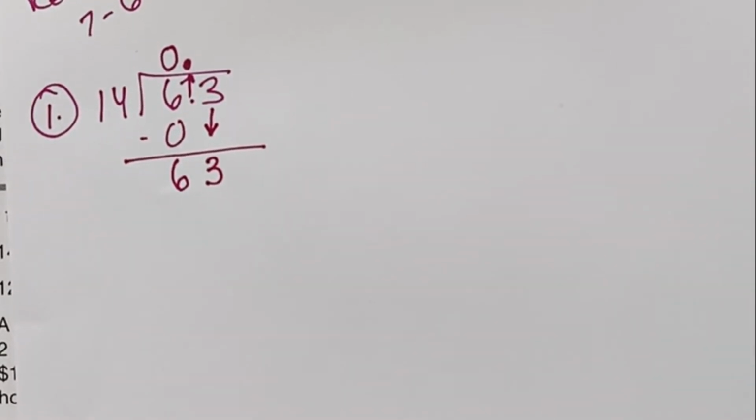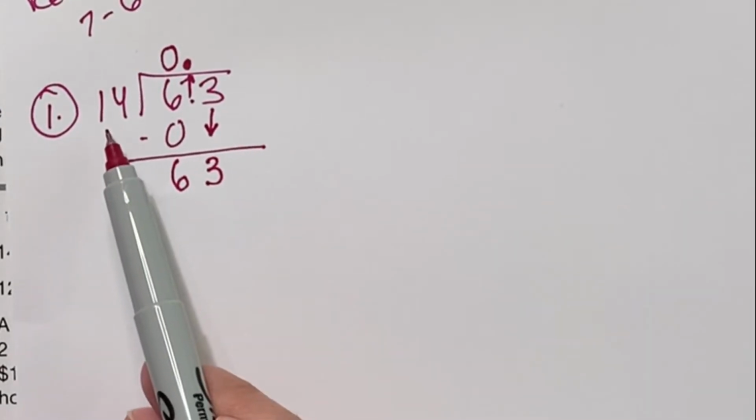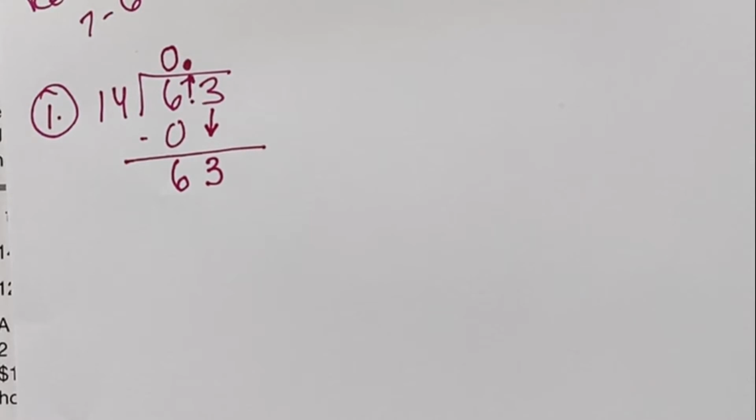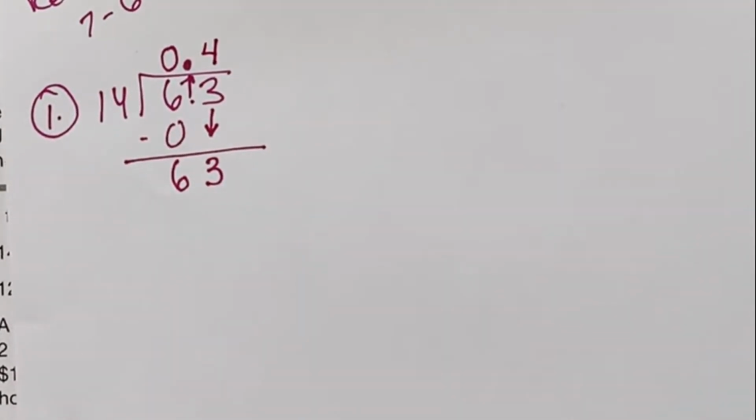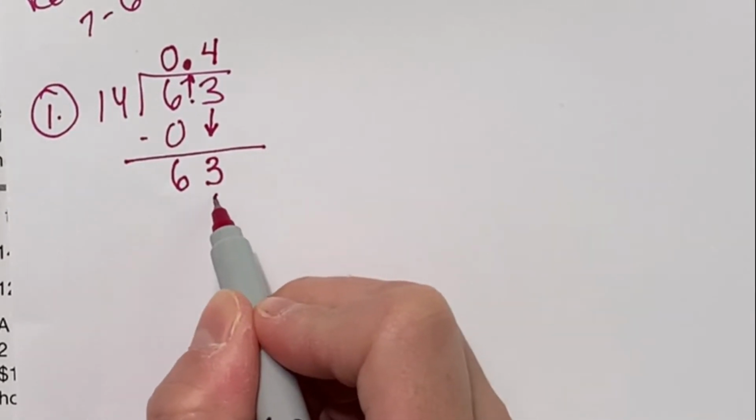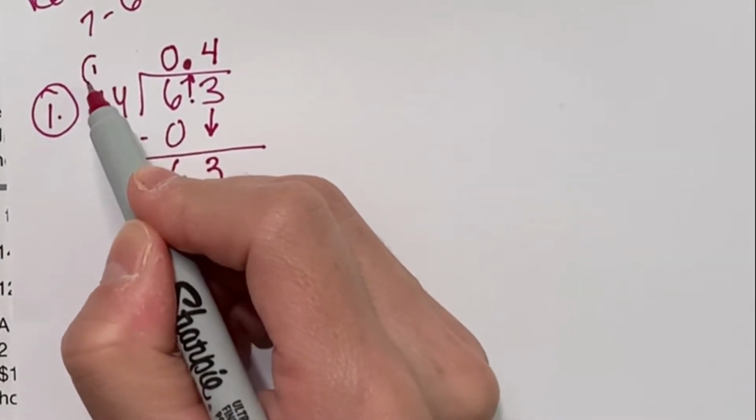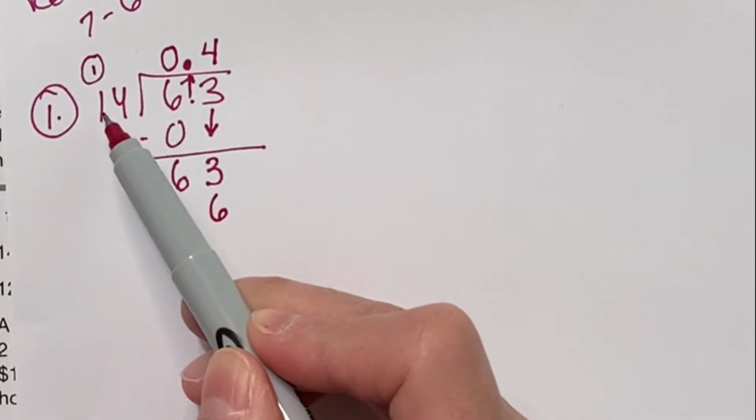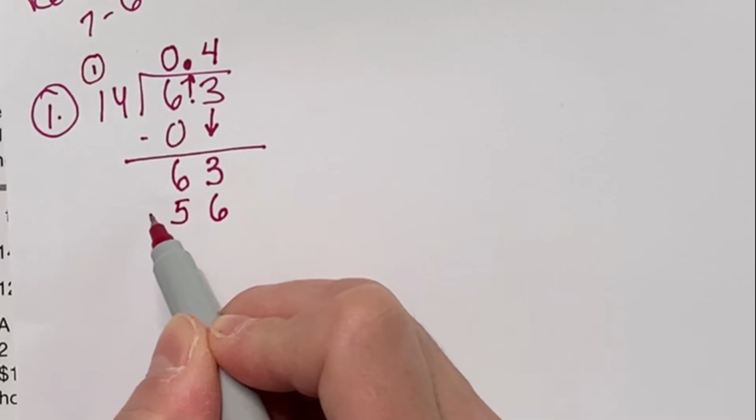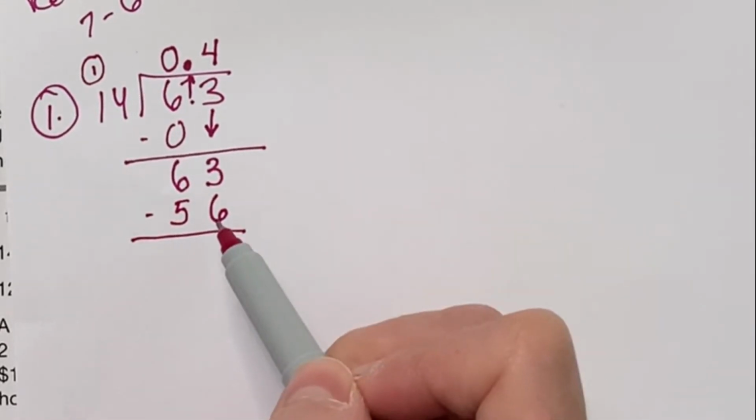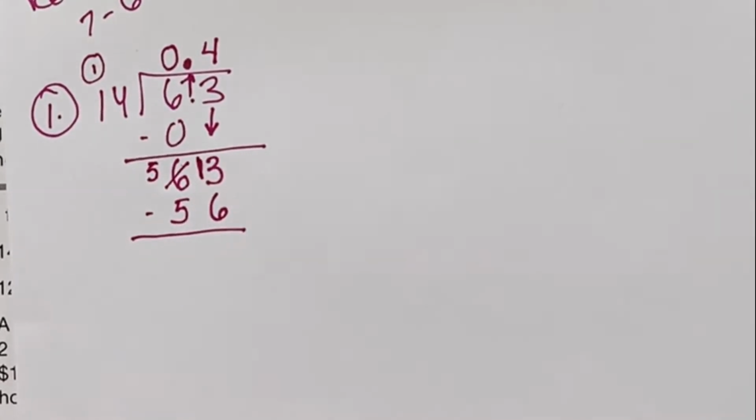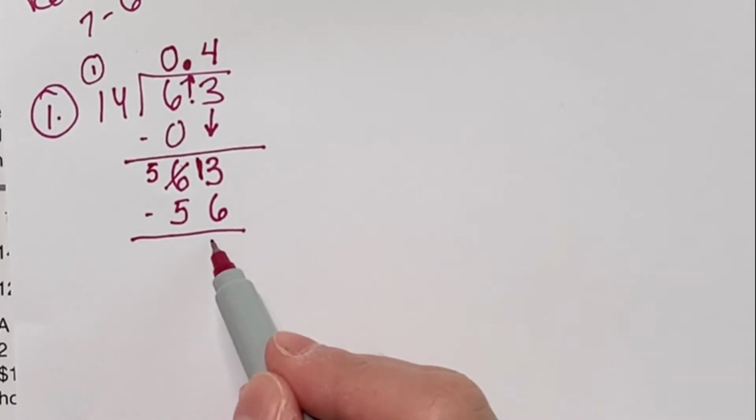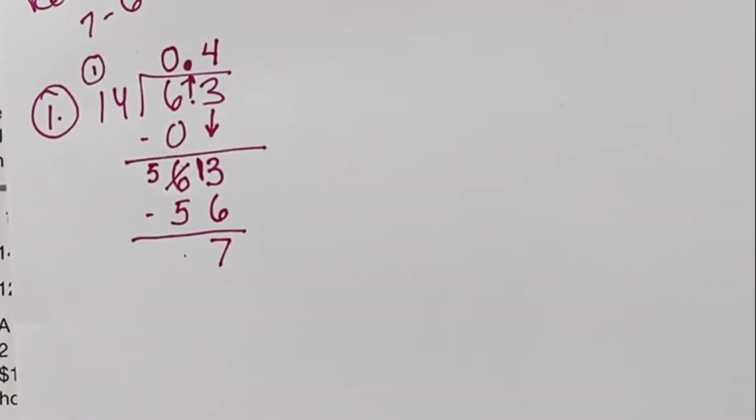Now our new problem is asking, how many times can 14 go into 63? Okay? 14 can go into 63 4 times without going over. 4 times 4 is 16. Carry the 1. 4 times 1 is 4, plus 1 is 5. Subtract. We cannot take 6 from 3, so we borrow. And this becomes a 13. 13 minus 6 is 7. 5 minus 5 is 0.